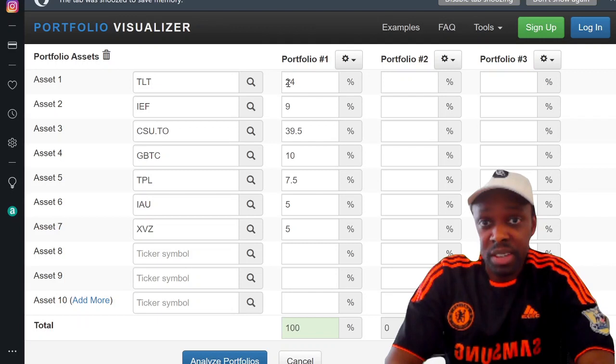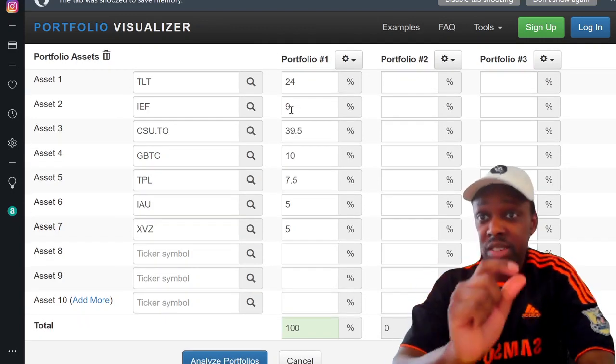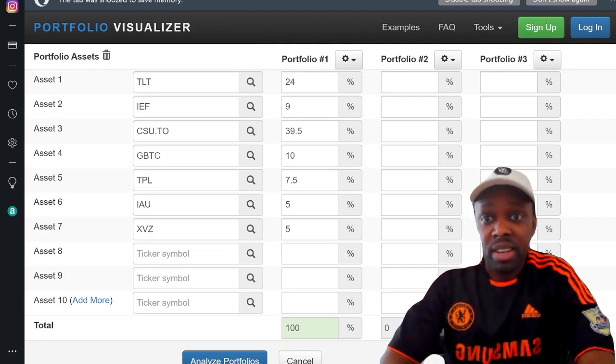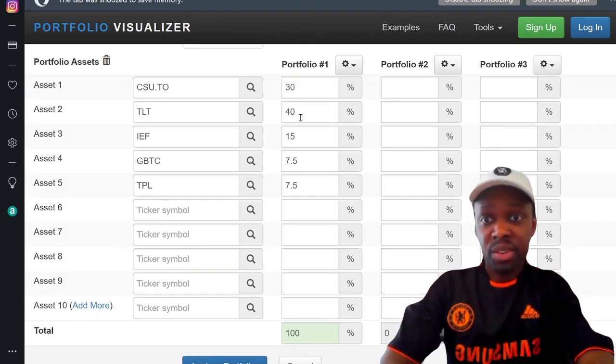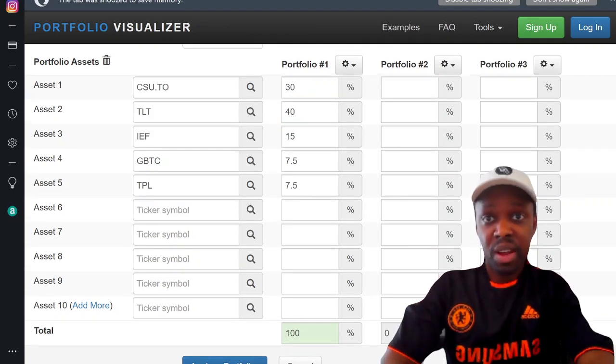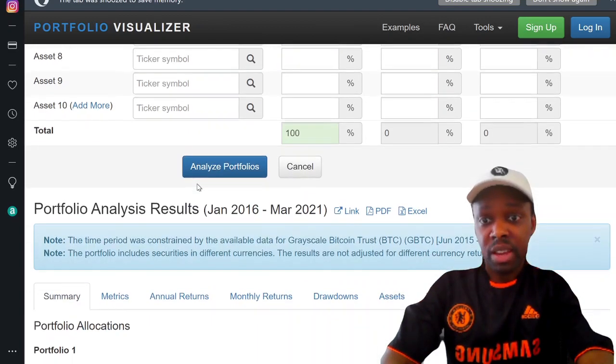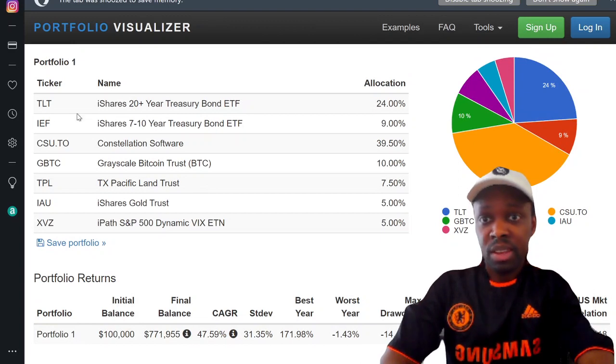24% of TLT instead of 30. So I've decreased these by 40%. 9% in IEF instead of 15. Then I've increased the stocks to 39.5%. I've added Bitcoin, right? Actually, here are the words. So long-term treasury here, 24%. Intermediate treasuries, 9%. Constellation Software, 39.5%.